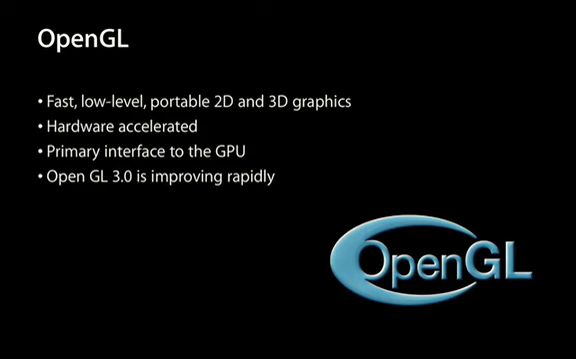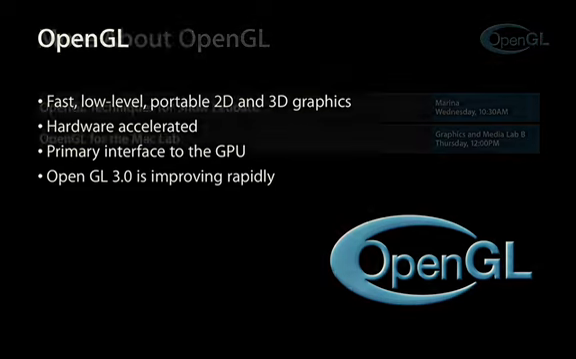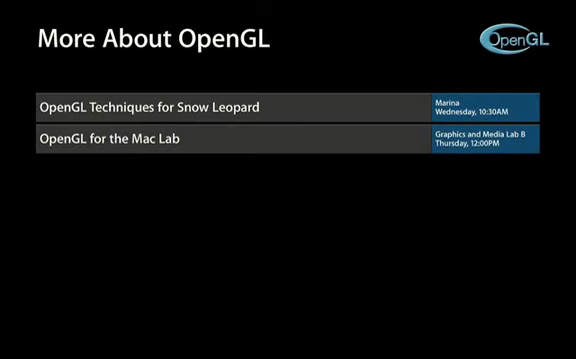It's a really exciting time for OpenGL right now. OpenGL 3.0 is improving and expanding rapidly. OpenGL is available on all of our platforms, so you can do OpenGL programming on the iPhone. We saw yesterday that OpenGL ES 2.0 is now available on the iPhone 3GS. So it's a really great time for OpenGL with lots of movement. OpenGL Techniques for Snow Leopard is taking place tomorrow in the Marina at 10:30 a.m., where you can learn more about OpenGL.